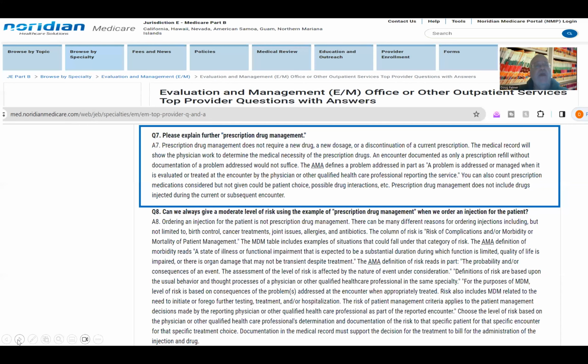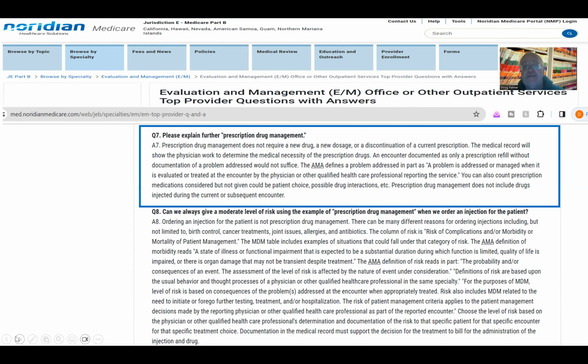And Noridian, please explain further prescription drug management. Prescription drug management does not require a new drug, a new dosage, or discontinuation of a current prescription. The medical record will show the physician work to determine the medical necessity of the prescription drugs. An encounter documented as only a prescription refill without documentation of a problem addressed would not suffice. Now, here in our case, we had the problems addressed and we had the medications continued.